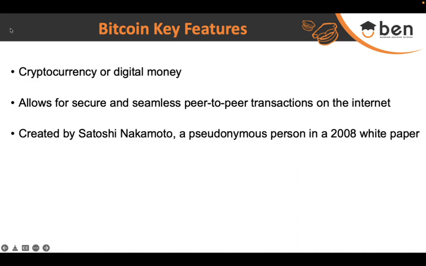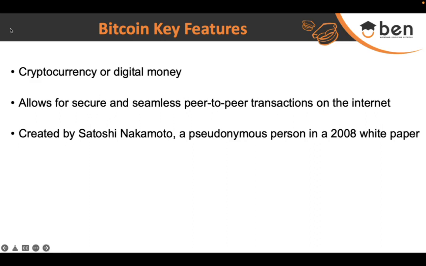As we know that Bitcoin is a cryptocurrency, and now that we have learned about blockchain technology, what it is, and what the consensus protocols are, and we've discussed how blockchain technology allows for peer-to-peer transactions on the internet, Bitcoin is just a protocol which is based on the blockchain technology.